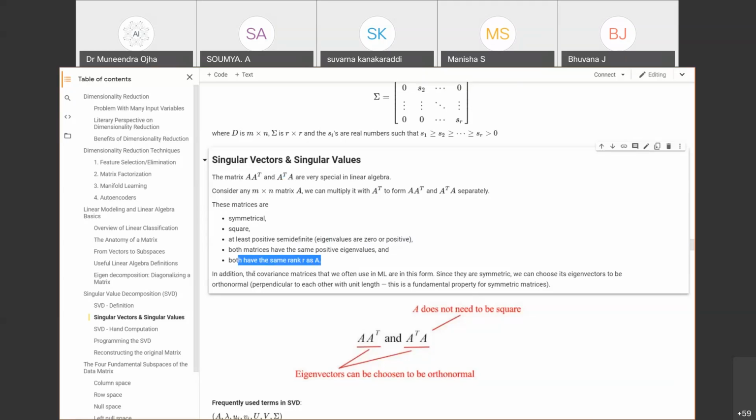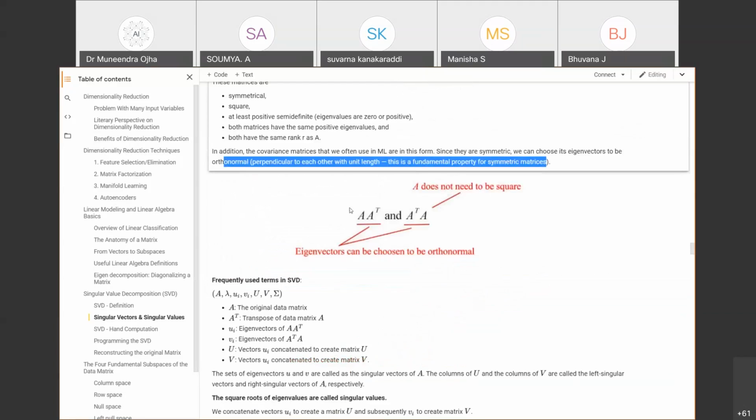In addition, the covariance matrices that we often use in ML are also in this form. So as soon as we do these matrix transformations, we will get the covariance matrix also, which will be very useful to us in the case of principal component analysis. Since they are symmetric, we can choose their eigenvectors to be orthonormal, that is perpendicular to each other with unit length, and this is a fundamental property of symmetric matrices.